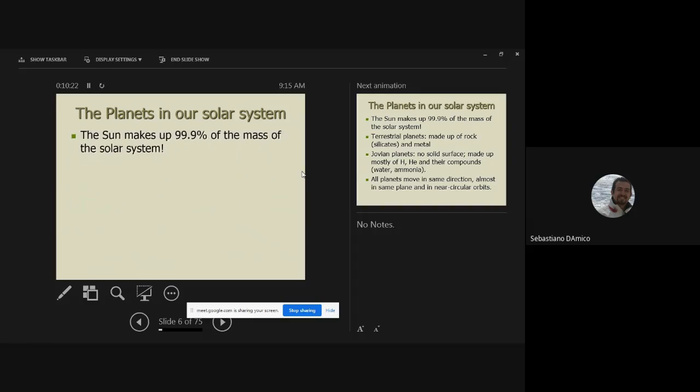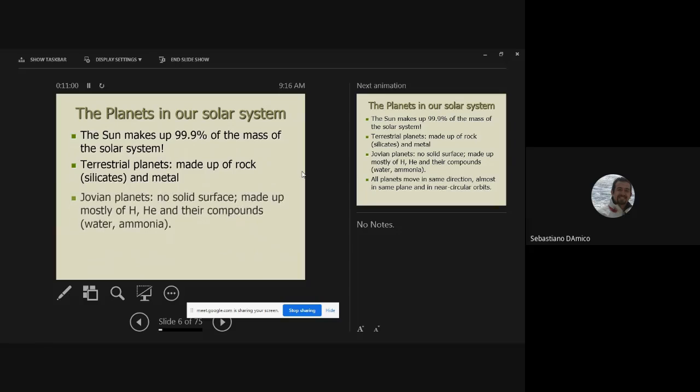Now, if we look in terms of numbers or in terms of mass, in just looking at our solar system, so the 8 or 9 planets, if we are going to consider Pluto or not, we can see already from this statement that it's irrelevant, right? And the sun on its own makes up over 99% of the total mass of the solar system. Okay? The terrestrial planets are made up, as we said, of rock, mostly silicates, and we will see something later on, and metals, so heavy objects. Okay?